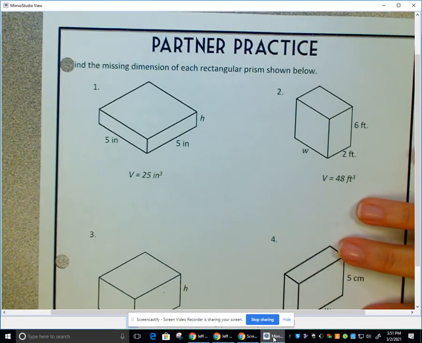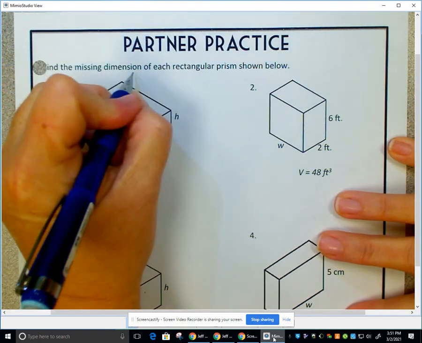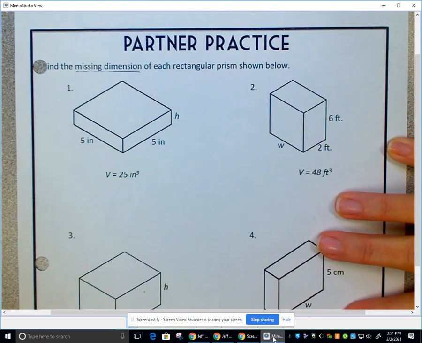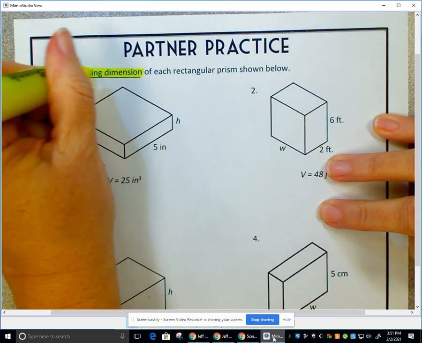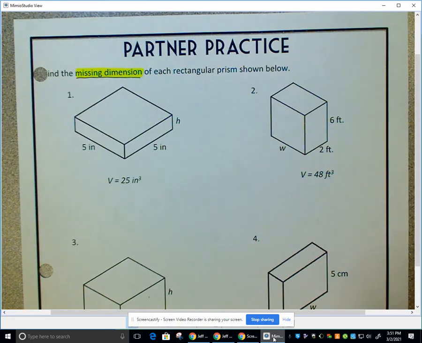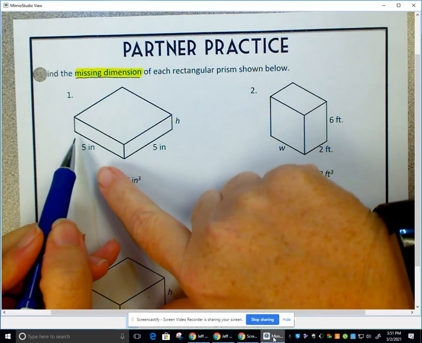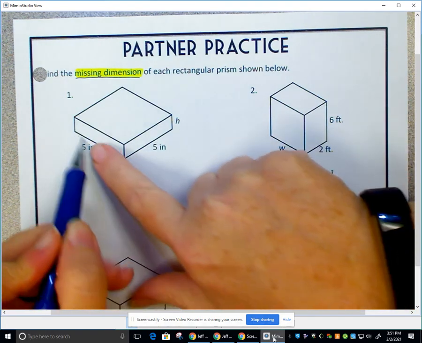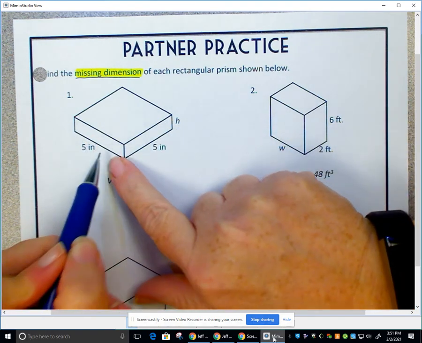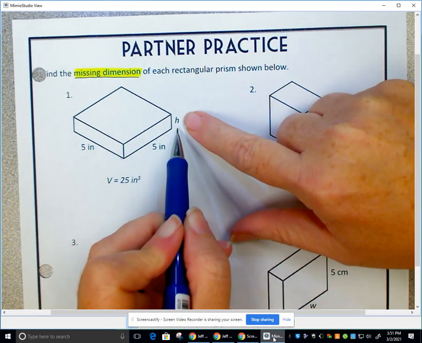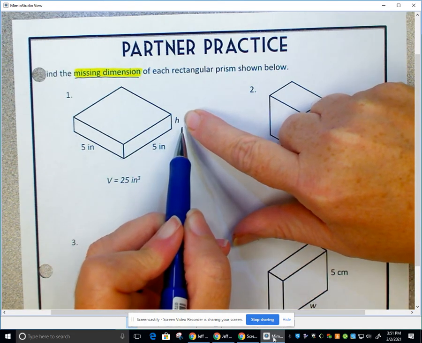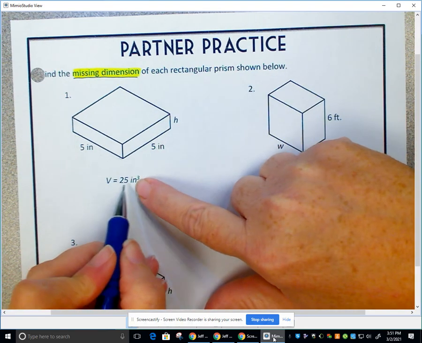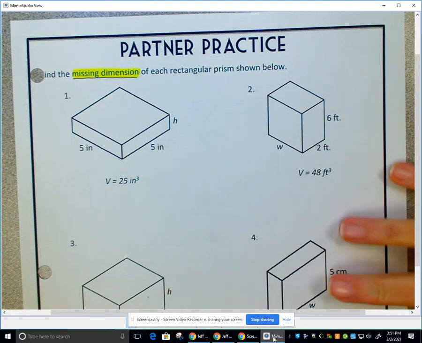Here, we are going to be finding the missing dimension. Let me highlight that. The missing dimension. And if you'll notice, when it's 3 dimensions, I've got 1 dimension, a second dimension, and there's no dimension here. So this is missing. I've got to figure it out.